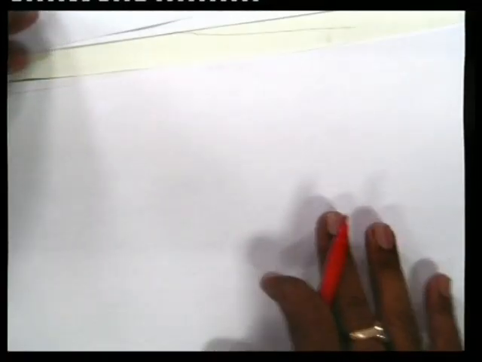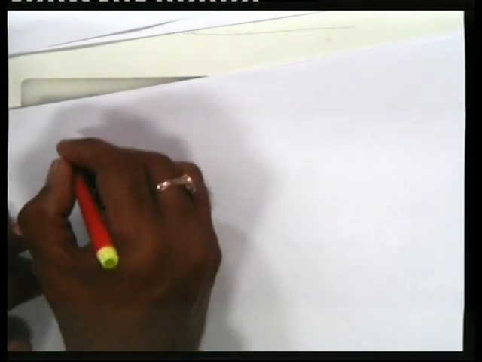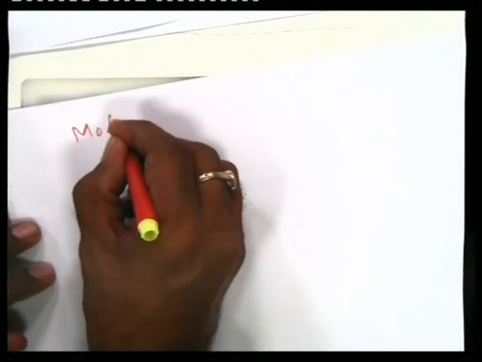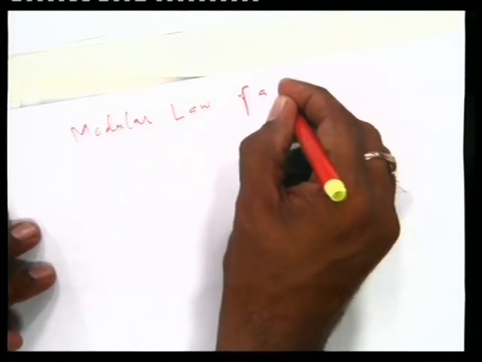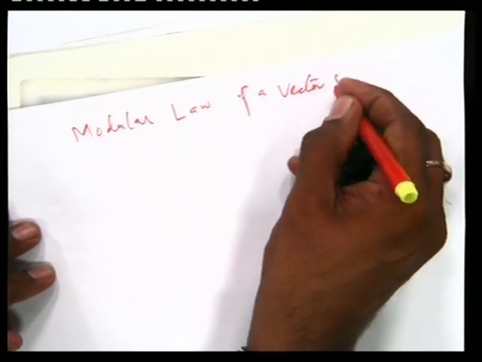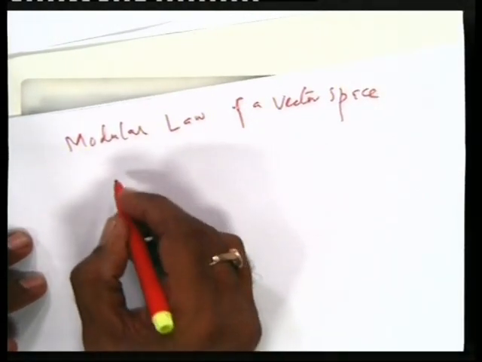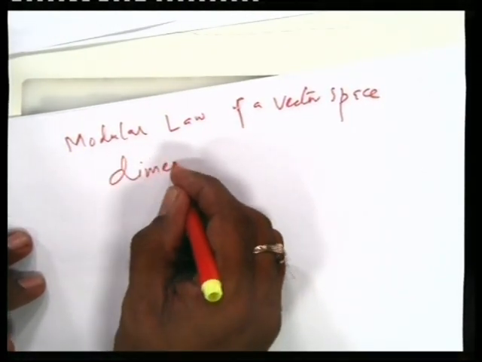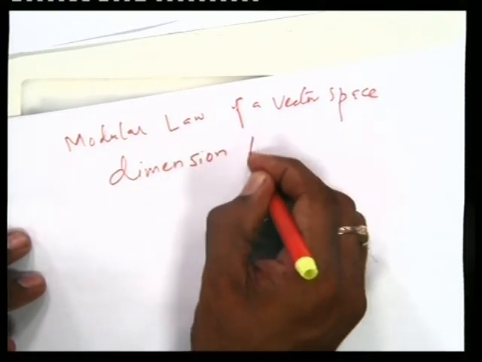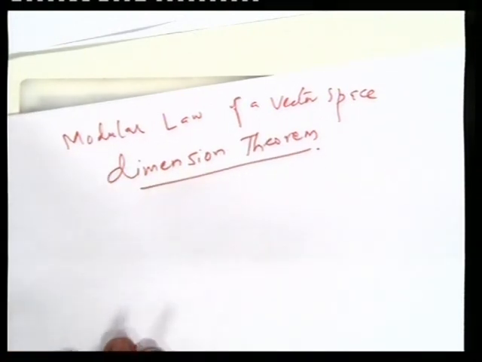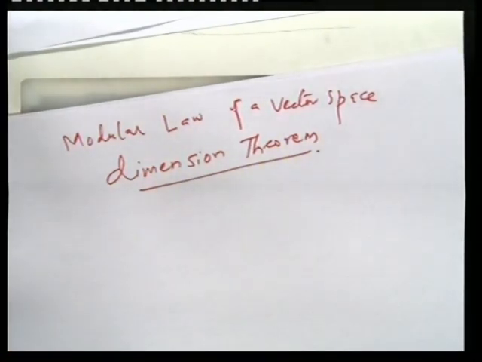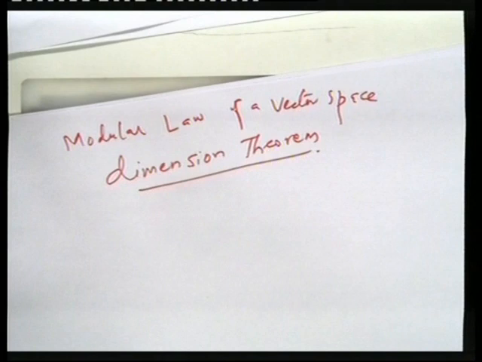And now finally we will move on to the most important theorem, that is known as the modular law of a vector space. Or we can say it is a dimension theorem in a vector space. This is a very important theorem.